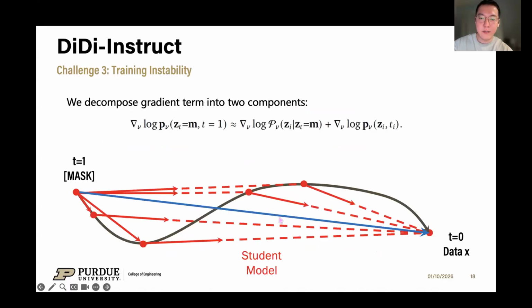And here is a visualization of how we do this decomposition. This is still a backward process, starting from t equals 1 and ending at t equals 0. For the left term, this blue line here starts from t equals 1 and directly points to t equals 0. And this would work well if we just use one step during the inference.